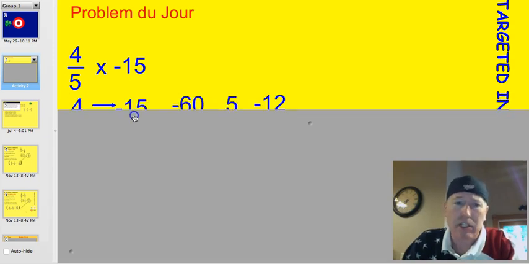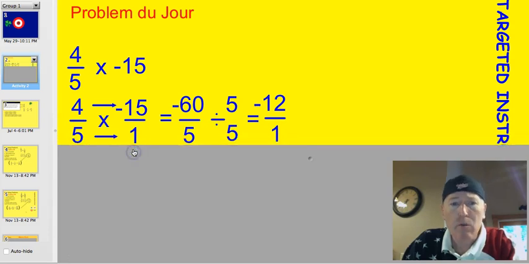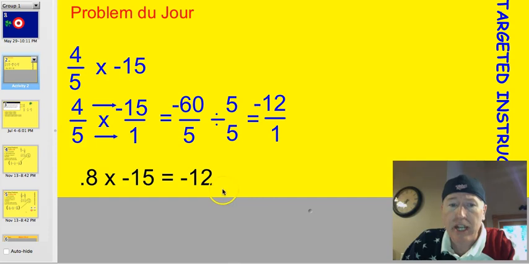So let's break this down. The first thing we can do is take negative 15 and make it negative 15 over 1. Now we have a regular fraction to work with. Just like when we multiply positive fractions, when you have a negative fraction, you just multiply straight across. So we have 4 times a negative 15 is a negative 60. We have 5 times 1 is 5. So now we have a negative 60 over 5. We can simplify that by dividing the numerator and the denominator by 5, and we end up with a negative 12 over 1, which is really just a negative 12.